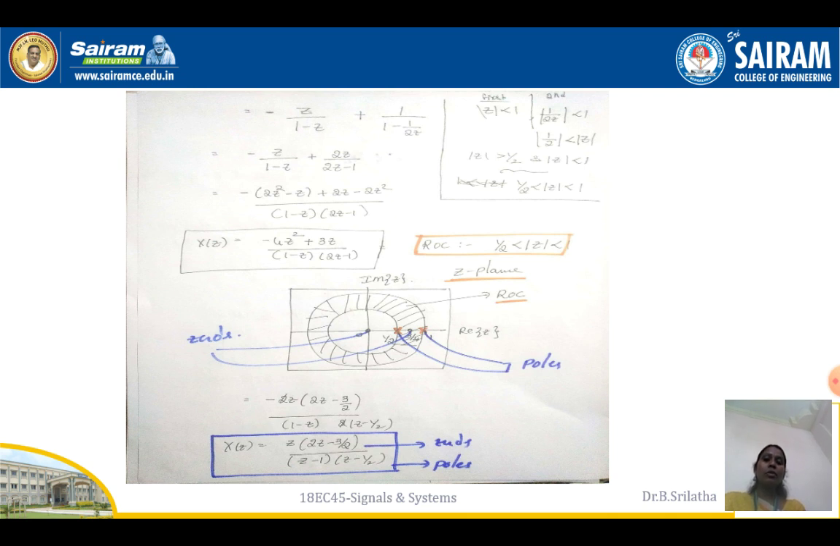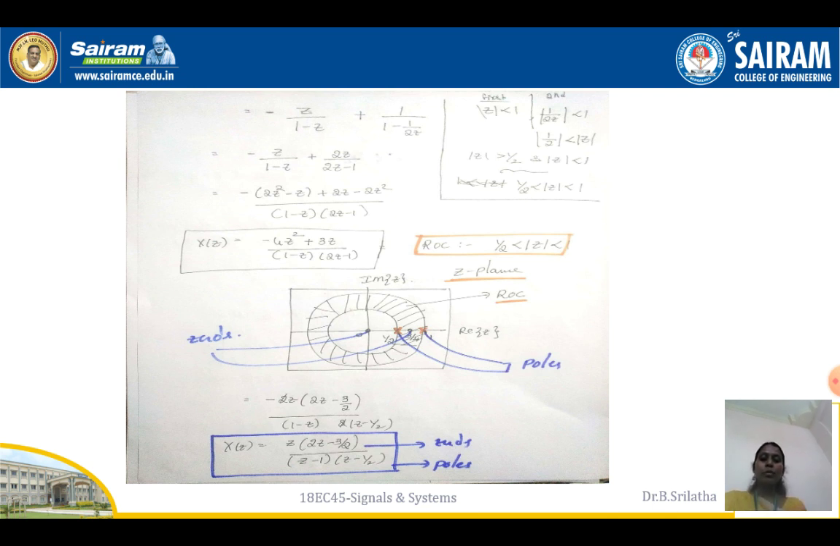If you combine these two, what will come? 1 by 2 is less than mod of z, less than 1. It is in between. See, in the first one it came in between, correct? Mod of z should be greater than 1 by 2, and it should be less than 1. Correct.